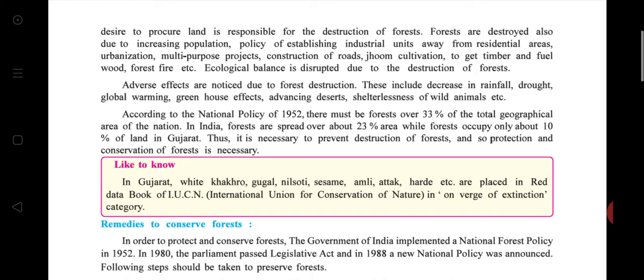The ecological balance is disrupted due to the destruction of forest. Then adverse effects are noticed due to forest destruction. These include decrease in rainfall, drought, global warming, greenhouse effect, advancing desert, shelterlessness of wild animals, etc.